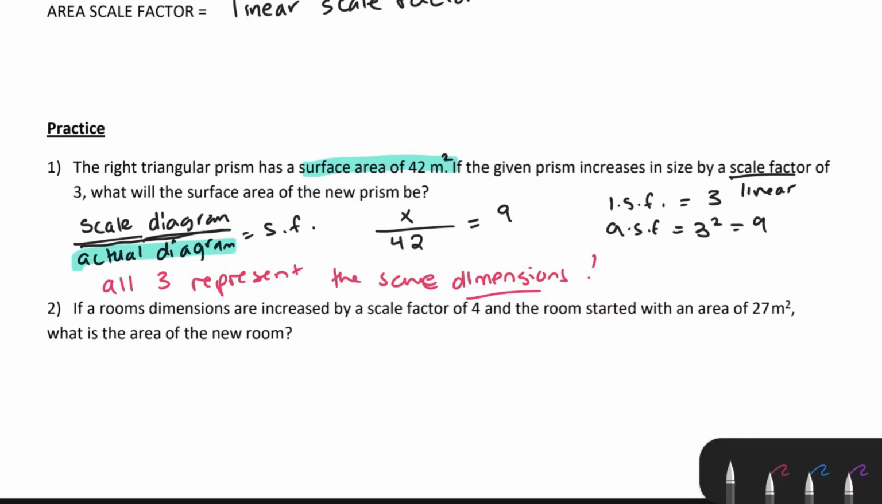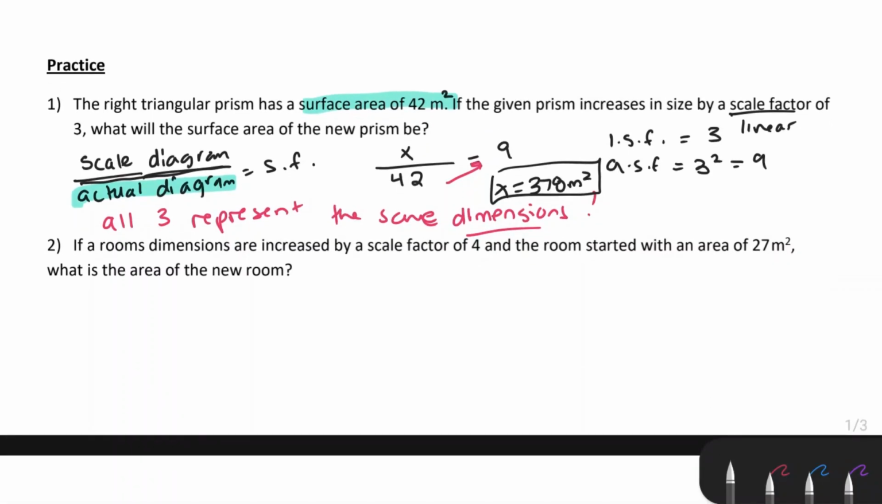I want to make sure I'm including that area scale factor of 9 so that I can say all 3 of these portions of this equation are talking about an area. They're talking in 2 dimensions. But I solve it the same way that I did before. I can multiply up this 42, and I can find out that x is 378 meters squared. Right, so while the linear dimensions tripled, the surface area actually was multiplied by 9. So 378 meters squared is my new surface area.